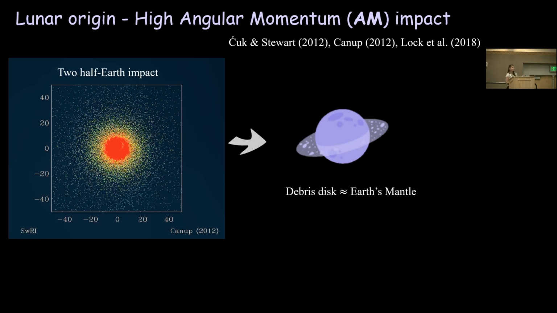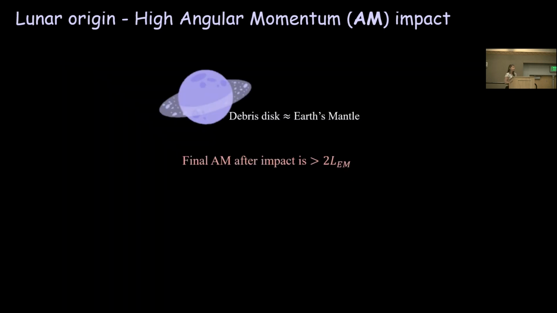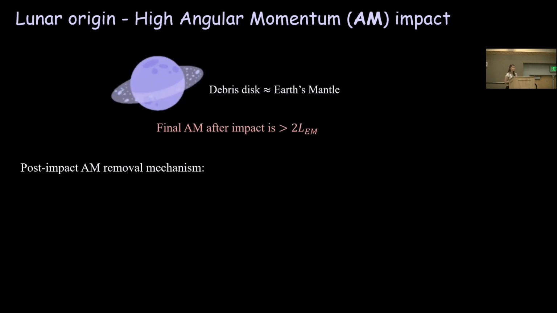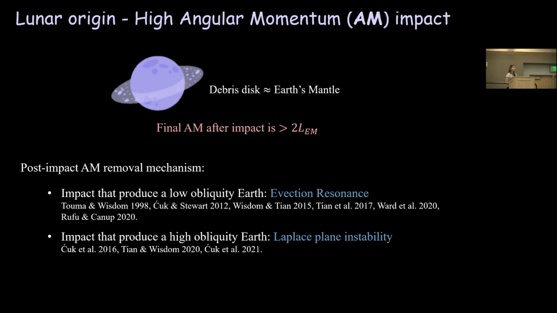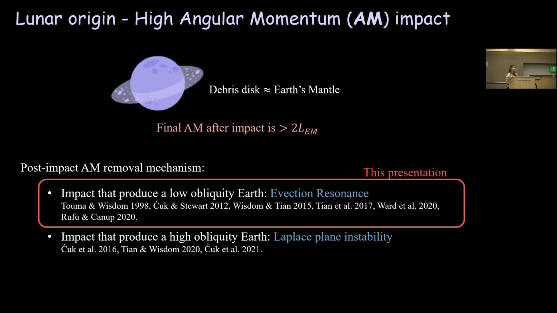However, for these impacts to be viable for the Earth-Moon system, you need to remove the angular momentum that is sometimes twice or even more the current value. So some mechanisms were proposed. One of these is the evection resonance. And the second is if you have a high obliquity Earth, you can maybe do this with the Laplace plane instability. And I'm going to focus only on the evection resonance in this presentation.